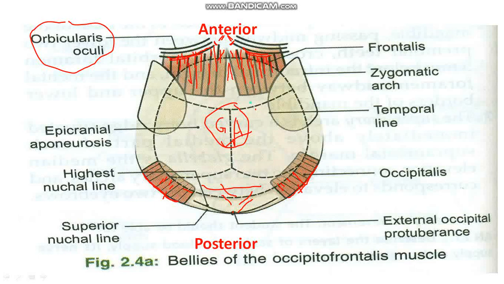On each side, the Galea aponeurotica extends as a thin membrane superficial to the temporalis fascia, and later it attaches to the zygomatic arch on each side.